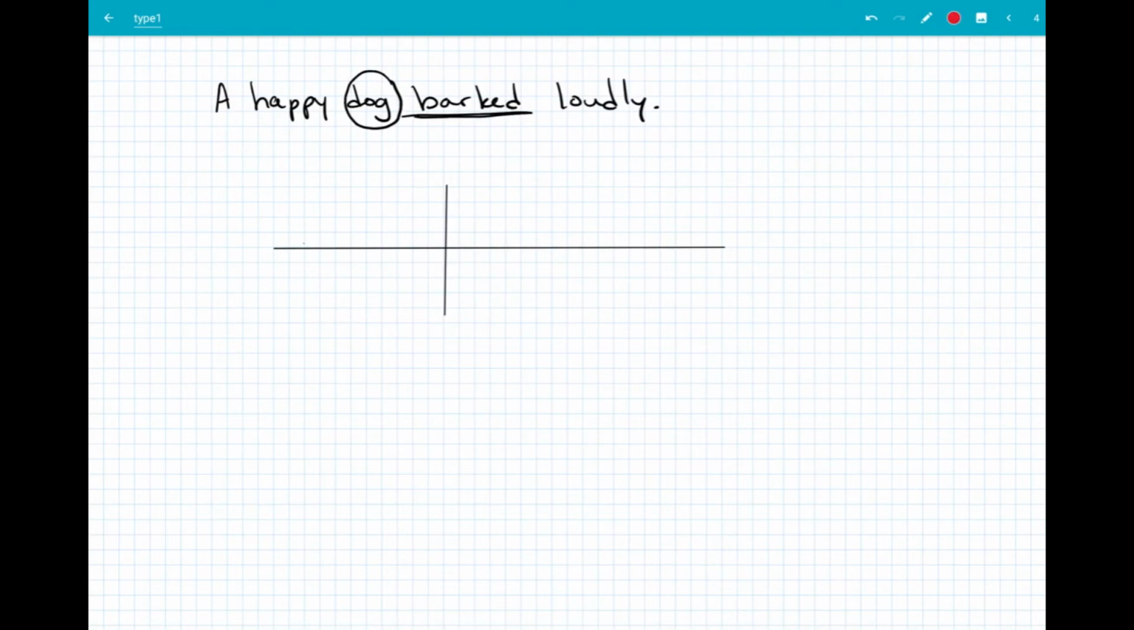The 3 other words are, in this case, all modifiers, so called because they modify or give us more information about other words in the sentence. A and happy modify dog, answering the questions which dog and what kind of dog. Loudly modifies barked, answering the question how did the dog bark.